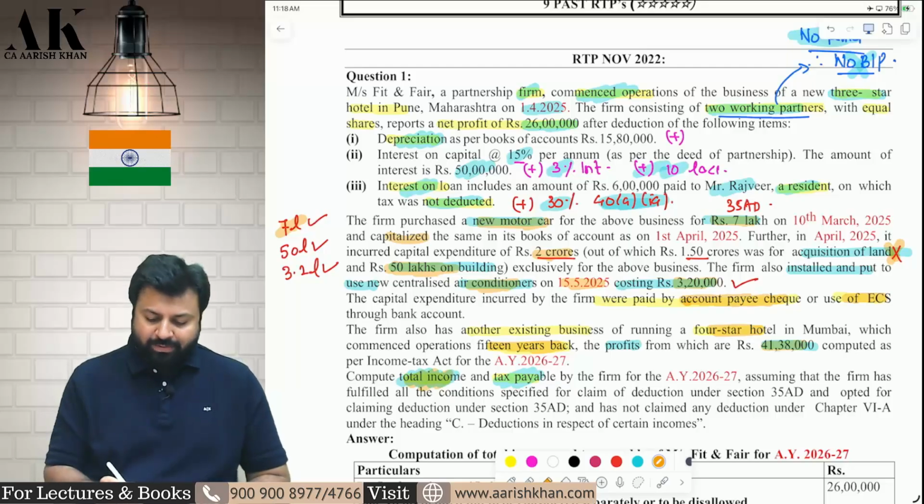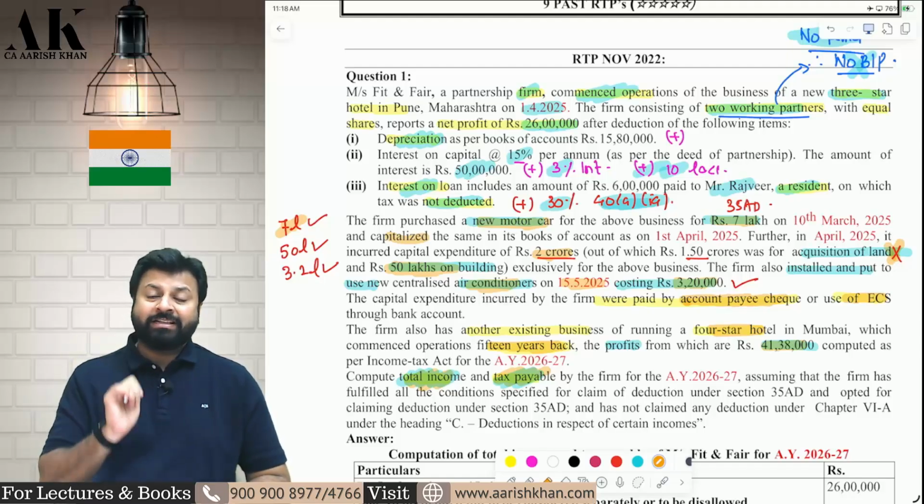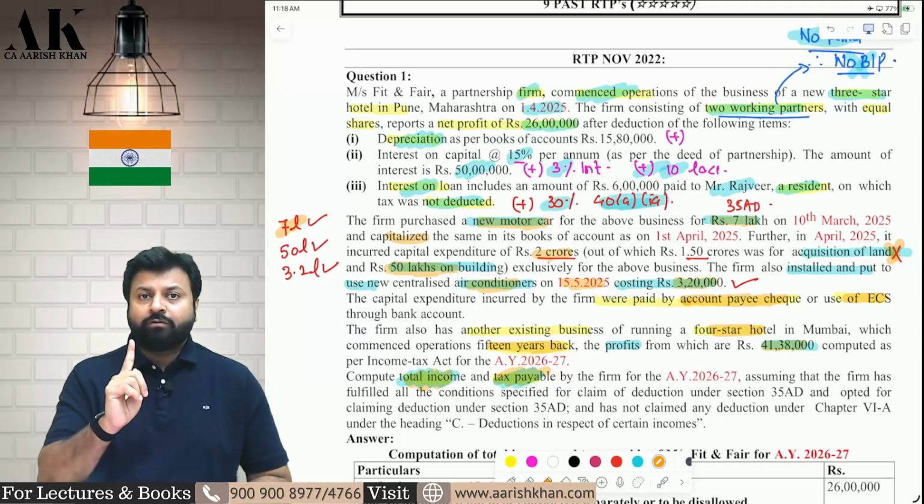Now, the question is not completed. They have asked tax payable. Now, you also have to compute AMT. Don't forget this. In case of a partnership firm other than a company, if the assessee claims any profit-linked deduction or 10AA or 35AD except 35AD, you have to compute AMT also.